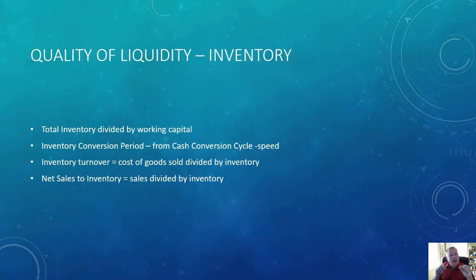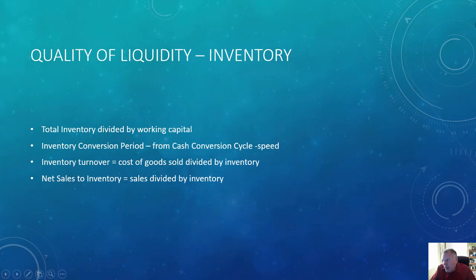When you come back to liquidity, we're going to look at inventory. So we got cash, accounts receivable, inventory, and prepaid expenses for the most part. Cash is already in a liquid form. It takes a period of time to collect receivables. When we look at inventory, it takes time to process that.